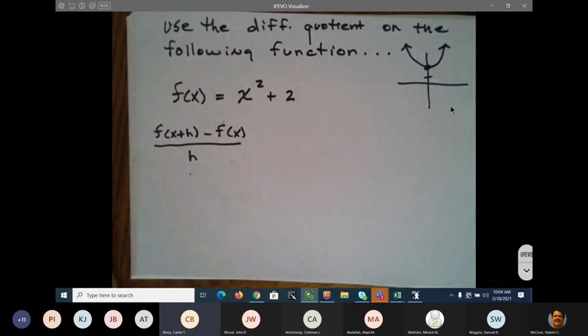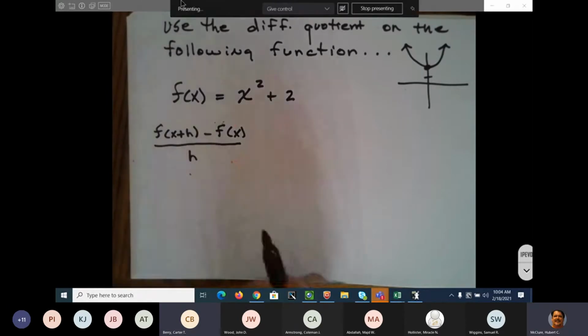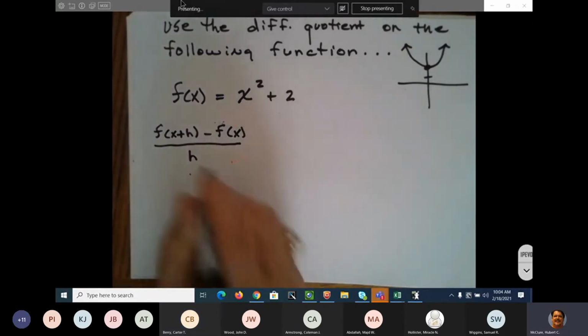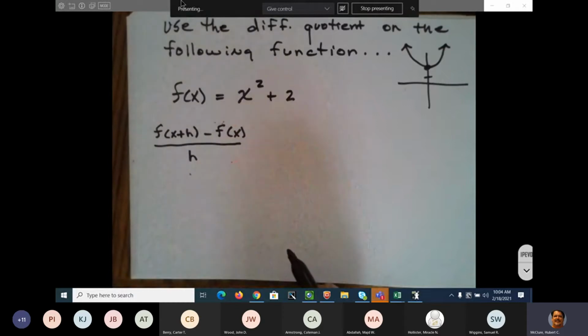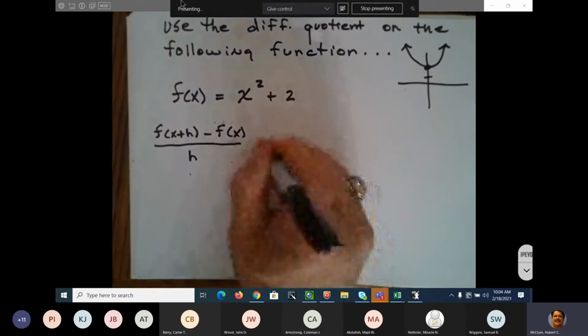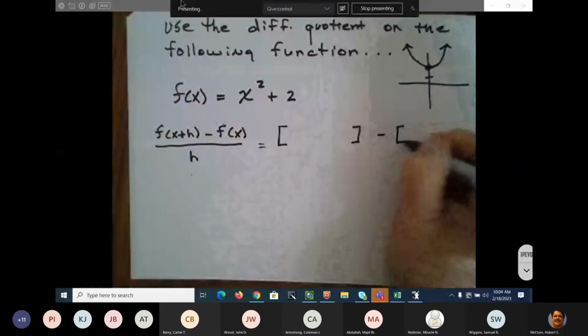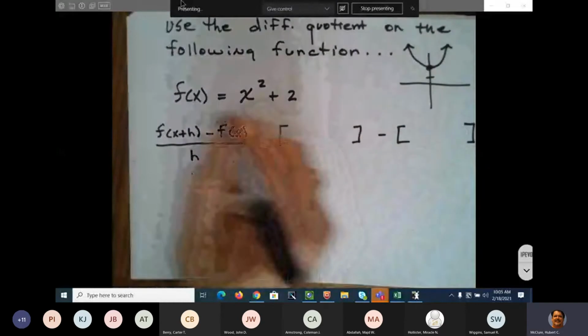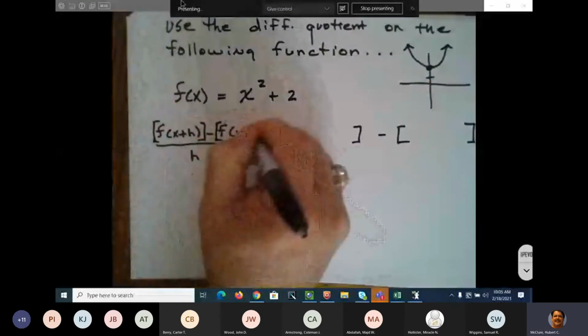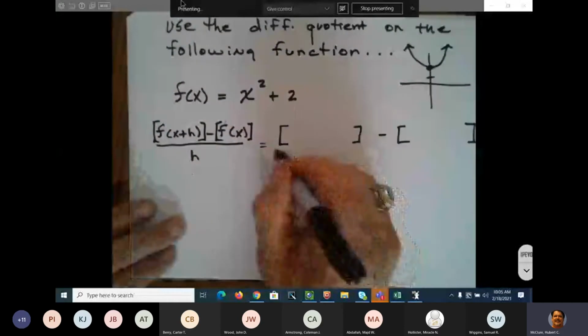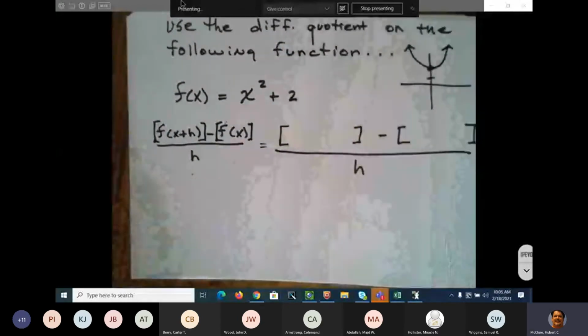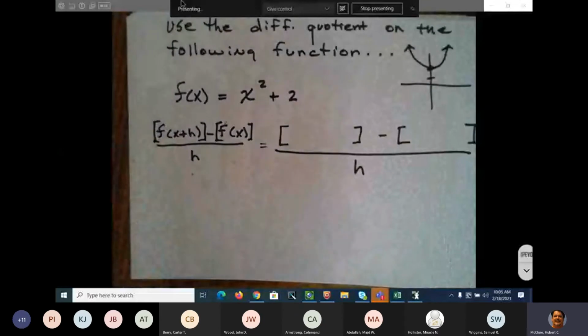So wait, wouldn't the answer to this be x times h, or just x plus h? Well, that's what I'm fixing to do right now because I have no idea. I haven't done it, so I'm fixing to do it. So I'm going to rewrite this, and I'm going to put brackets right here, minus brackets. And that stands for the f of x plus h and the f of x. And that's all going to be over h. Now, remember, we did this in the review, so y'all should be able to do this.